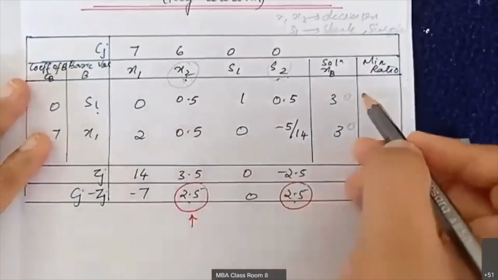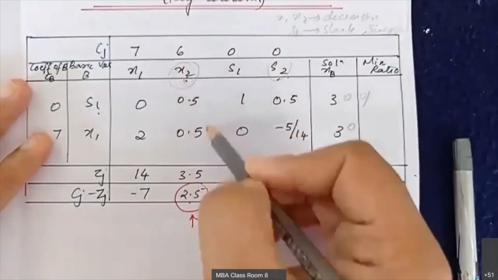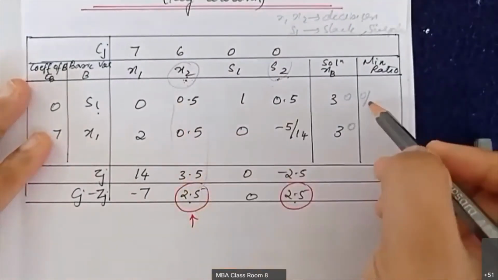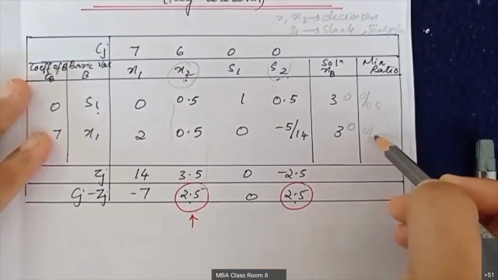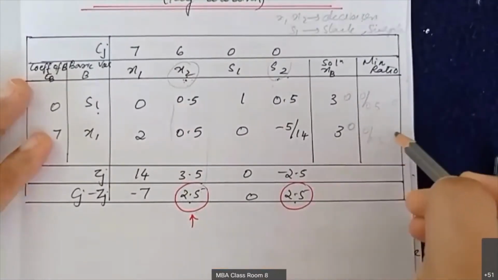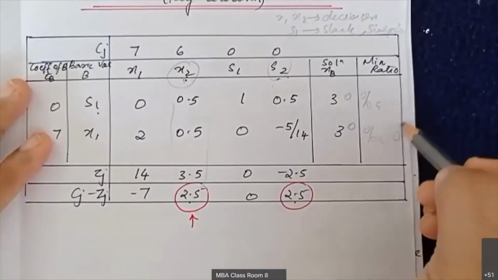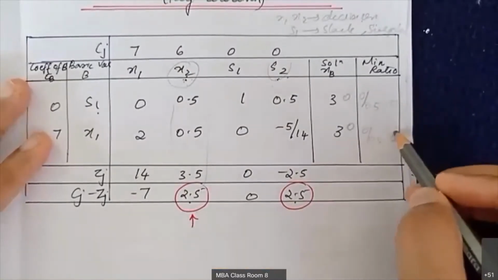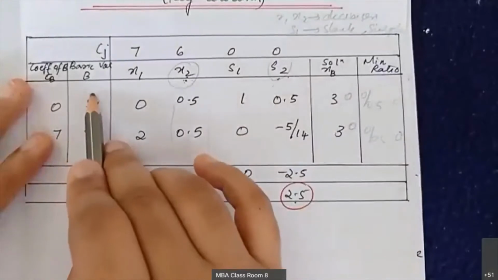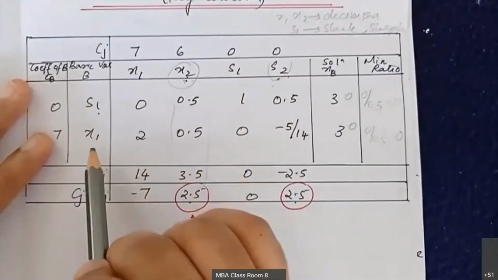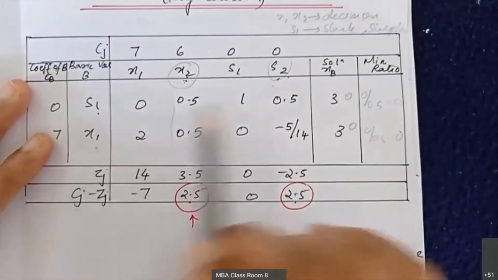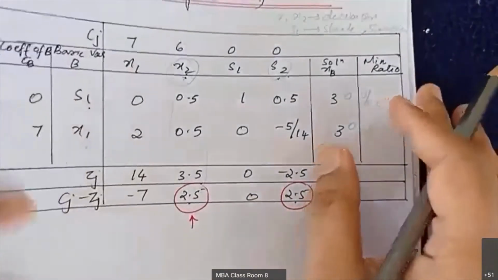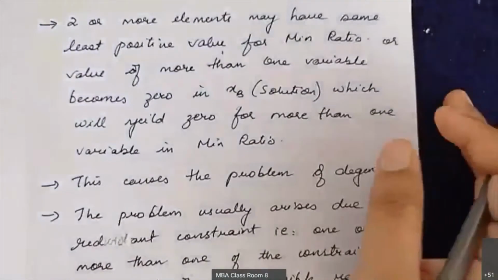You will have 0 divided by 0.5, this is going to be the key column, and here also it becomes 0 divided by 0.5, which is 0. This is also 0. Here also we are having a tie. We are not able to decide whether S1 is going to be the leaving variable or X1 is going to be the leaving variable. In such cases, what will we do? That is what we are going to see next.